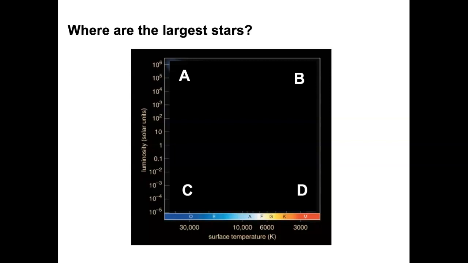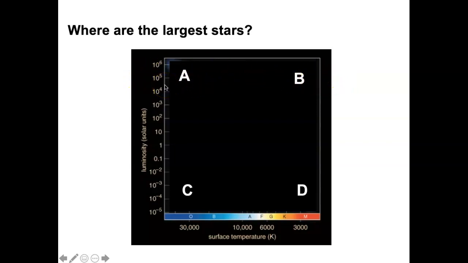On the HR diagram, where are the largest stars? Where would you find the biggest stars? Which corner? Well, if the star is big, then you'd expect it to be bright, high luminosity, because luminosity is proportional to the radius squared. So you could think, oh, it must be A or B.